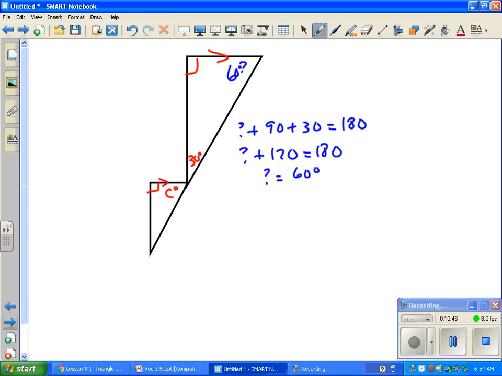Now these two angles are two lines cut by a transversal such that the bottom left corners are both the same. So C has to be 60 degrees because those are what we call corresponding angles. So they can even bring that back into this triangle to help you figure out that angle on a different triangle.